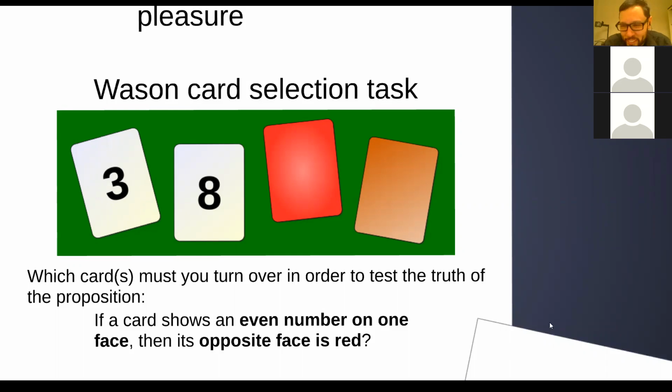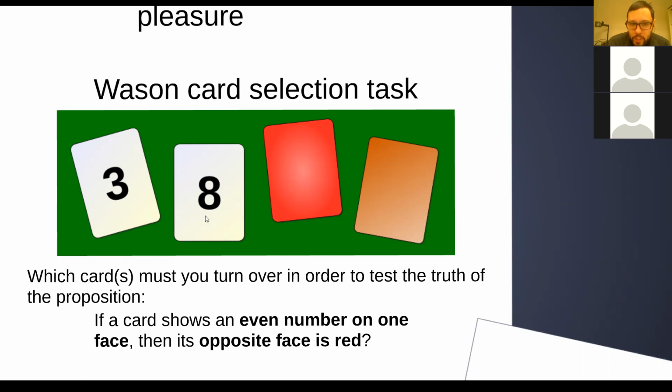Okay, so let's think. So Neha says, I think we just have to turn over the 8 because if this then that, right? So this is why this rule is a little bit tricky. The rule says if it's even on one face, then it's red on the other, but it doesn't really say what's on the opposite side of odd numbers, right? It's only saying that if it's even, then it's red. It's not saying anything about what's odd. So it might be that there's red faces on odd numbers, right? So the rule again says if it's even on one side, then its opposite face is red. So do we need to check the 8?